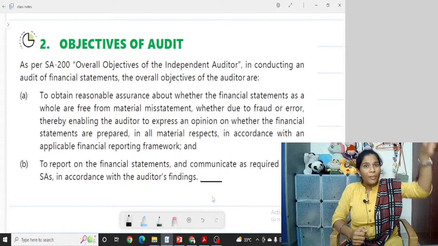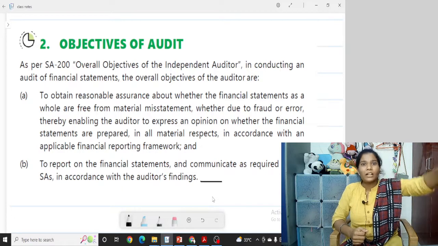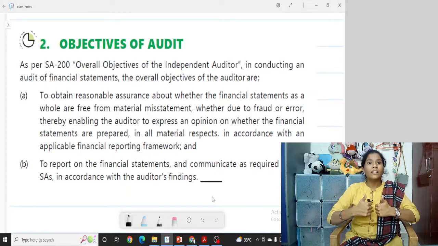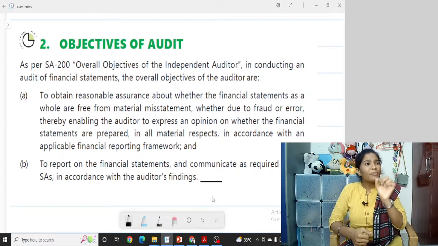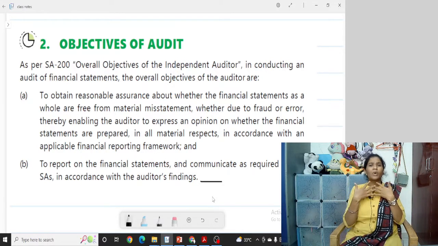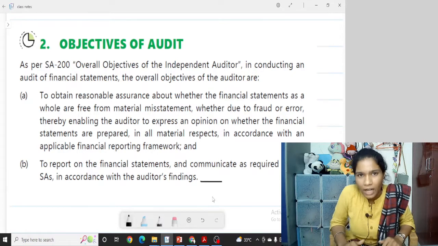But what I do as an auditor is different from that of the internal auditor. The internal auditor is appointed by the Reliance company. He is working for the company. I work as an independent professional to give my opinion on their financial statements. I am an independent auditor. So SA 200 says the overall objective of an independent auditor, and there are two parts.